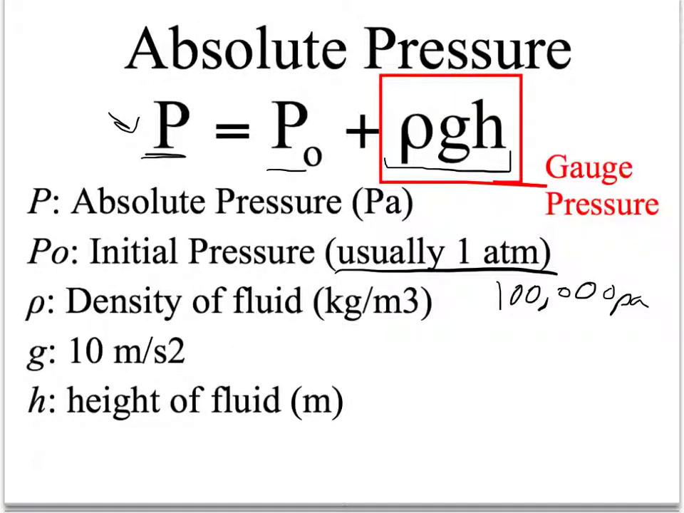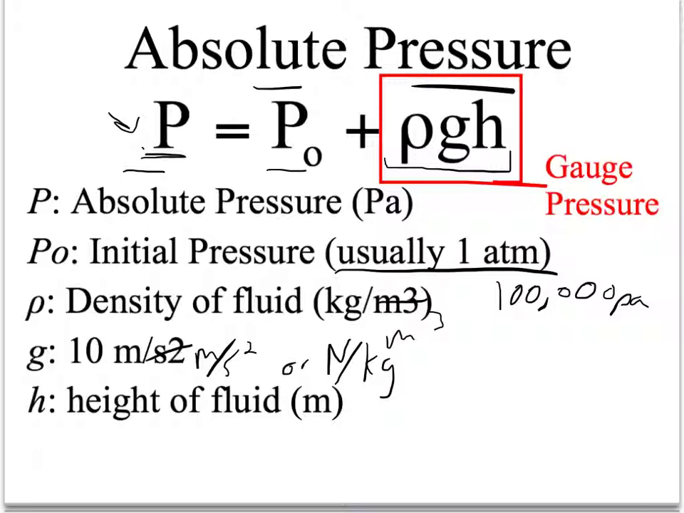The density of a fluid, rho, is measured in kilograms per meters cubed. Gravity is 10 meters per second squared, or 10 newtons per kilogram. And the height of the fluid is measured in meters. So we've got absolute pressure equals initial pressure plus gauge pressure, which is rho g h. And remember that the h is the height above the point wherever you're measuring the pressure.